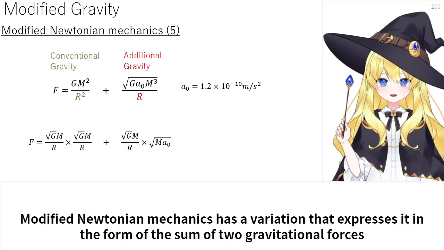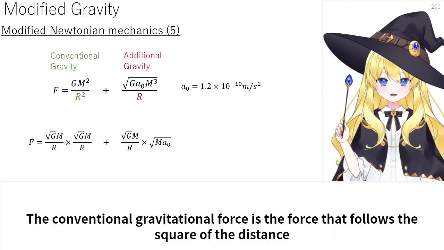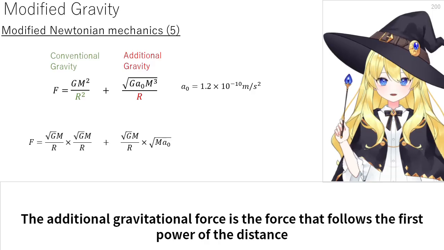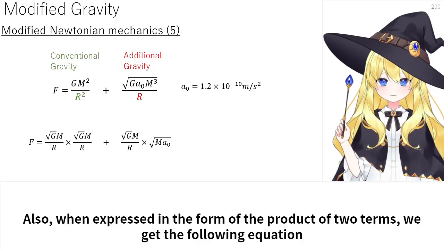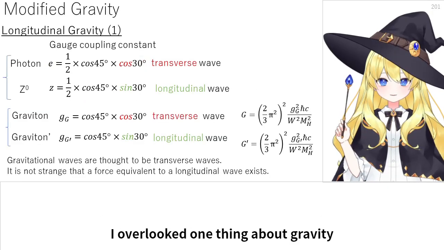Modified Newtonian mechanics has a variation that expresses it in the form of the sum of two gravitational forces. The conventional gravitational force is the force that follows the square of the distance. The additional gravitational force is the force that follows the first power of the distance. Also, when expressed in the form of the product of two terms, we get the following equation.